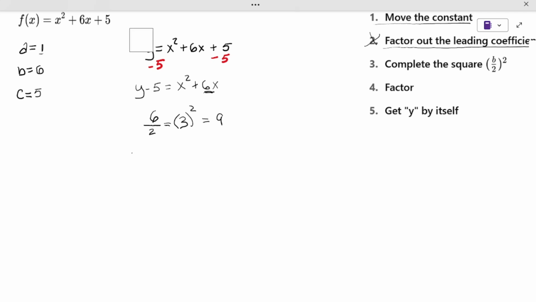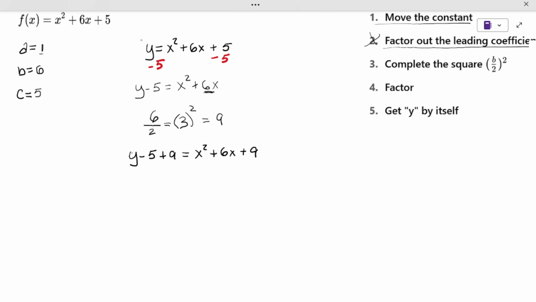All right, so y minus 5 plus 9 equals x squared plus 6x plus 9. The reason why we added it to both sides is to make sure the equation was balanced. If I just added it to the right-hand side of the equation, then it wouldn't be balanced with the left-hand side of the equation. We would completely change everything. So we want to keep it the same.